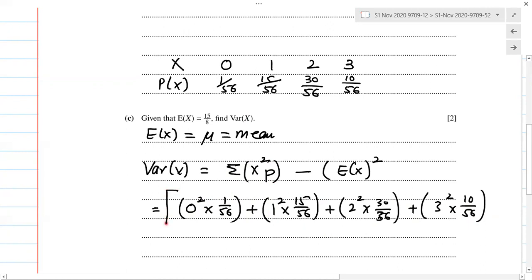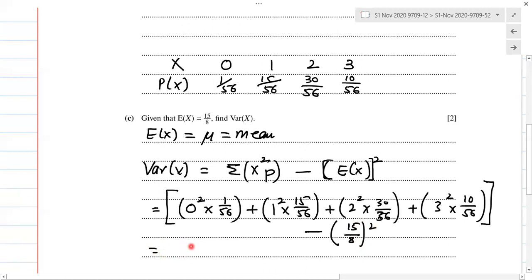Adding them all up, adding from here till here, for 0, 1, 2, and 3, and subtracting this from the mean squared, expectation squared. And the expectation is already given to us in the question as 15 over 8. So that's just going to be 15 over 8 whole thing squared.